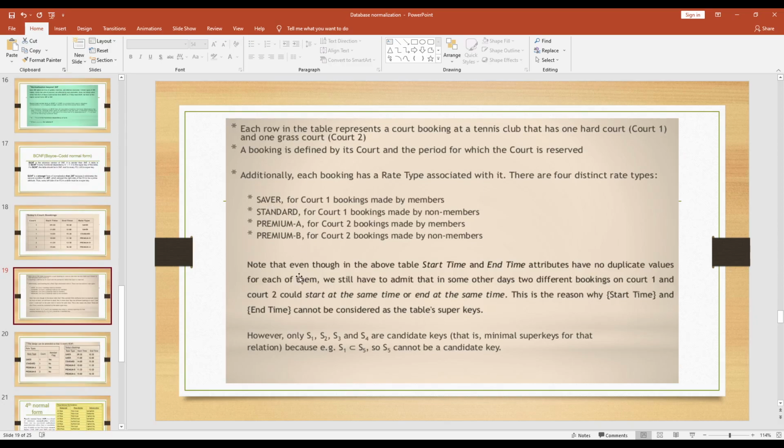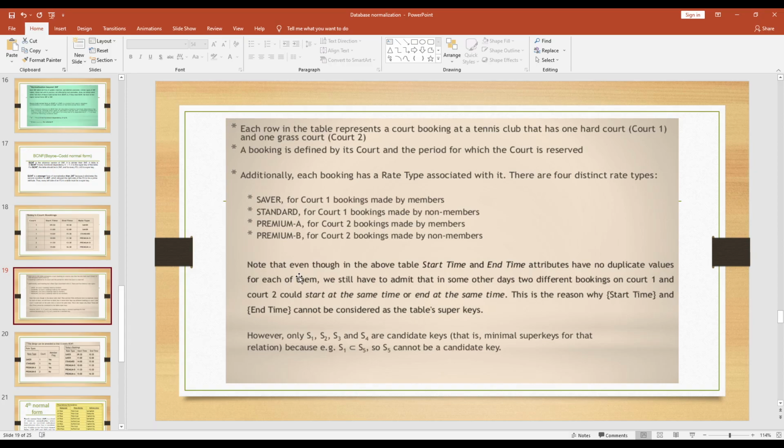Each row in the table represents a court booking at a tennis club that has one hard court and one grass court. A booking is defined by each court and the period for which the court is reserved. Additionally, each booking has a rate type associated with it. There are 4 distinct rate types.